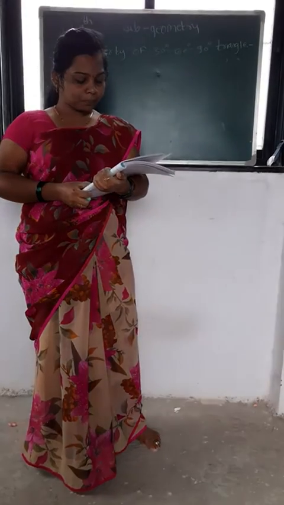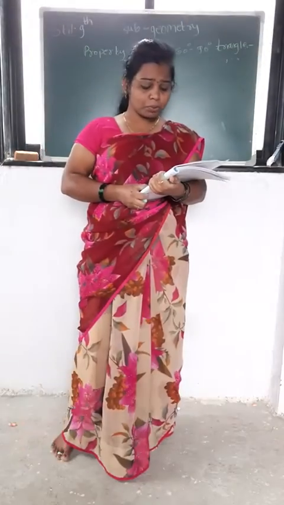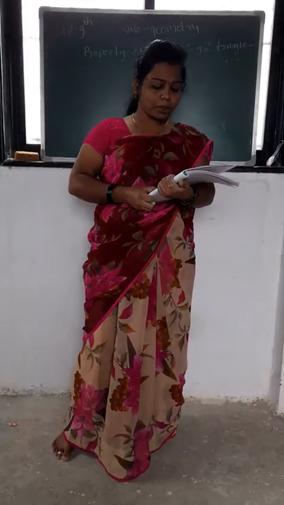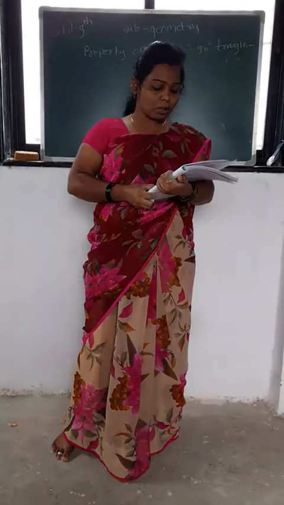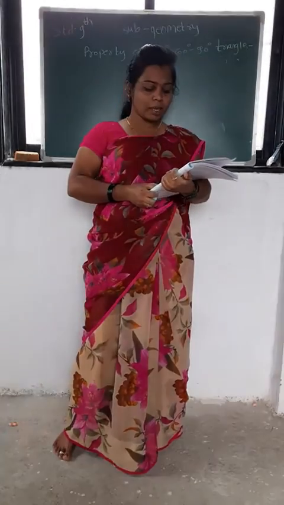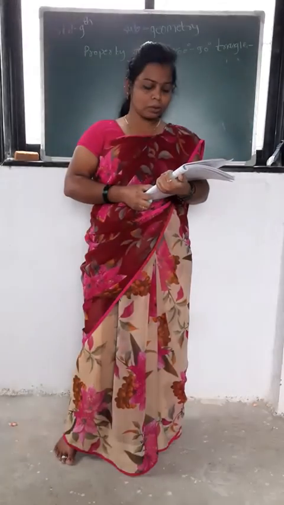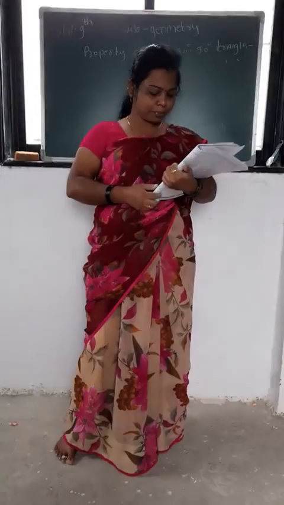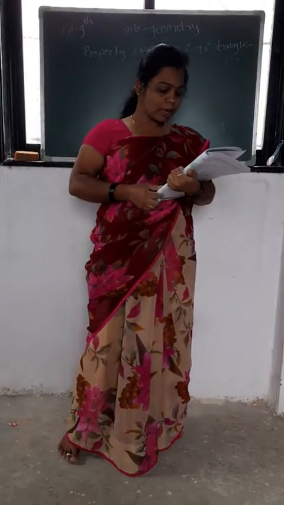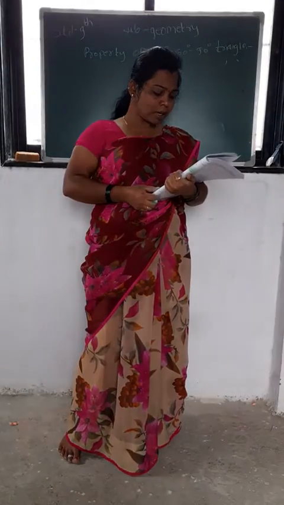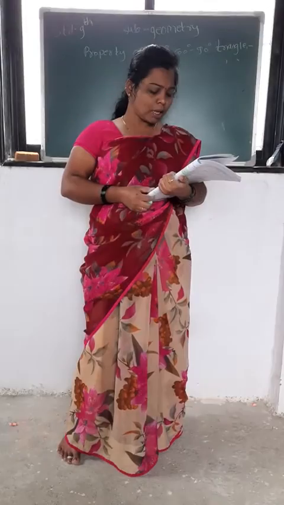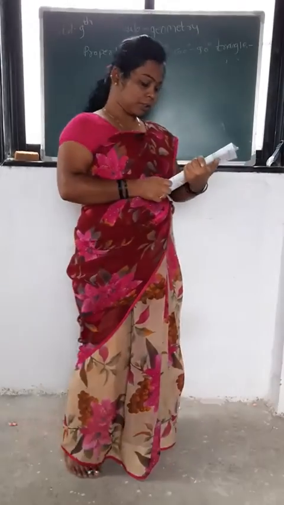Then each one should measure the length of the hypotenuse and the length of the side opposite to the 30° angle. One of the students in the group fills in the following table. The table columns are triangle number, length of the side opposite to 30°, and length of the hypotenuse.